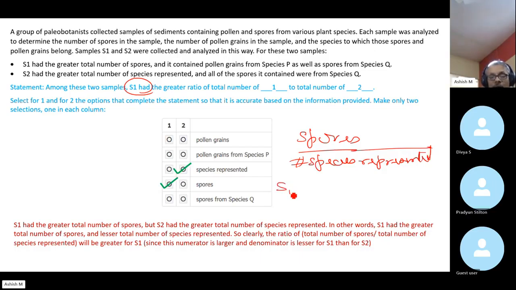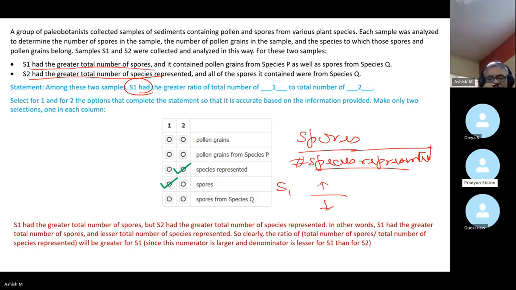For S1, spores are more than S2. Notice S1 has a greater number of spores. This is given to us. On the other hand, notice S2 had a greater total number of species represented, which means S1 has a lesser number. So numerator is lesser. I can say that in S2 the number of species numerator was greater than denominator. But you can't compare the number of species in S2 with the number of species in S1.